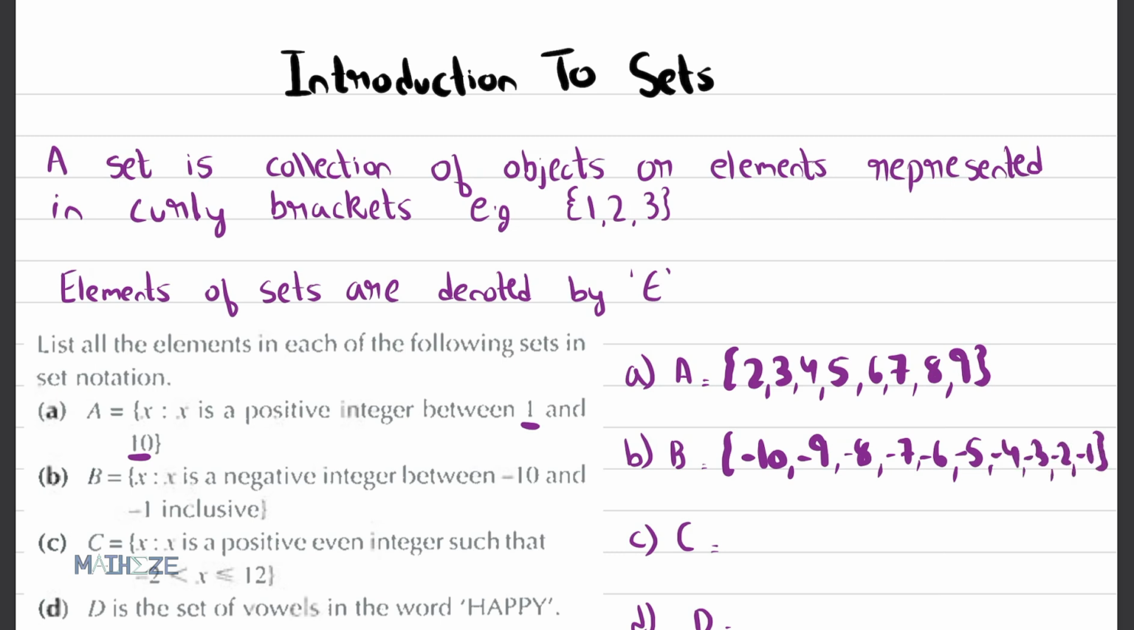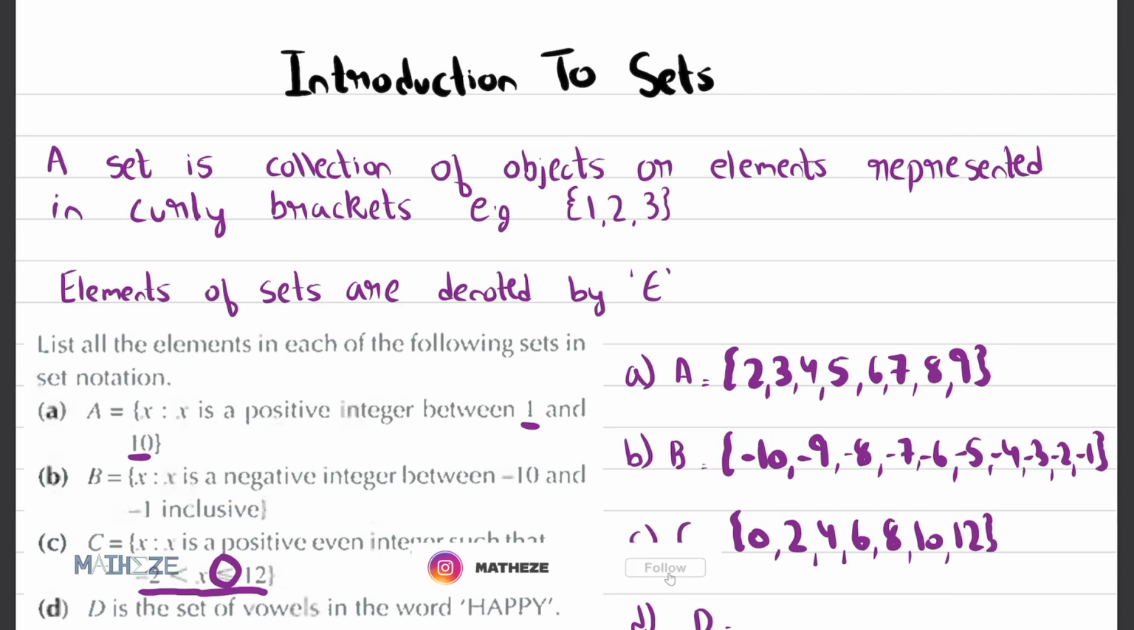Got this? Now part C. It says positive even numbers such that -2 is less than x and x is less than equal to 12. Less than equal to means 12 is included, but -2 is not included. So let me tell you the even numbers between -2 and 12. 0, 2, 4, 6, 8, 10, and 12. Got this, guys? Now comes D, the set of vowels in the word happy. What are the vowels in the word happy? It's only one, A.